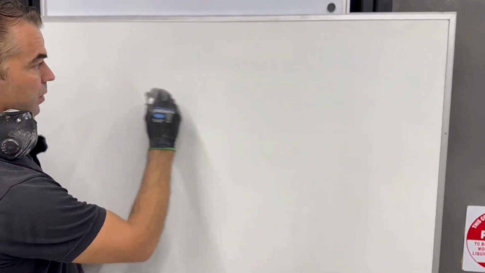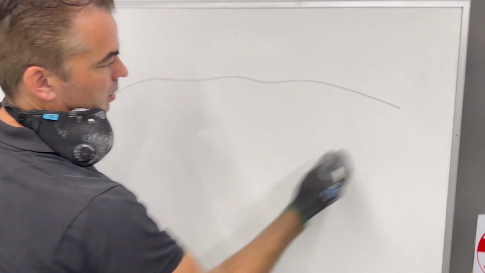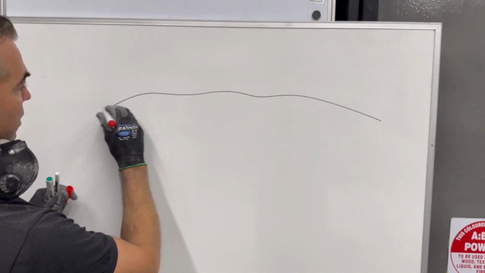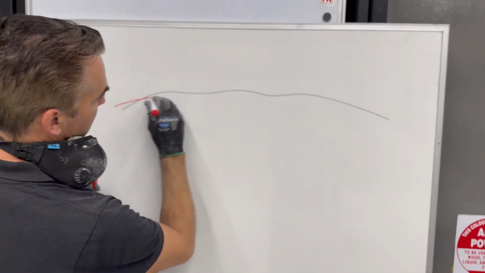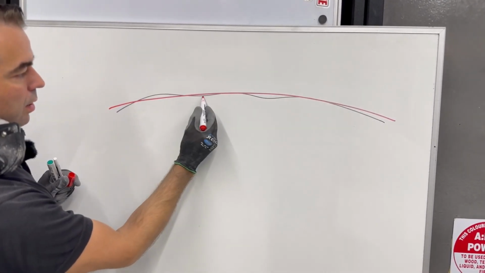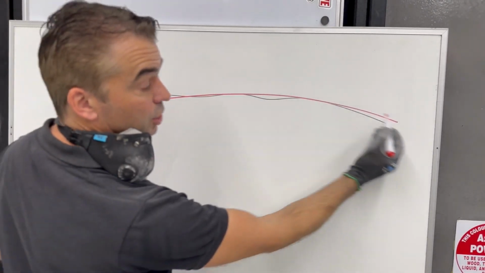So if we've got a surface and it's kind of like this, we want our shape to be corrected. We might want our shape to be more like that. So that's our high, that's our low, that's our high, our low, and our high. We're trying to correct shape.